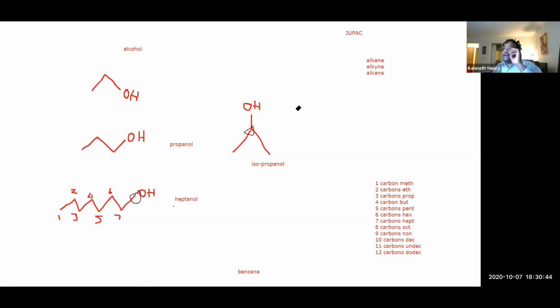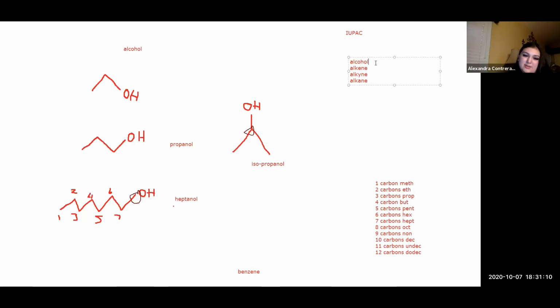Now on the priority list, you guys are keeping track of your priority list? Alcohols have priority over the bonds. Is that what you're saying? Because isn't that what the alkene, alkyne, and alkane are for? The bonds. Yep. So the functional group OH has priority over the double bonds and the triple bonds.